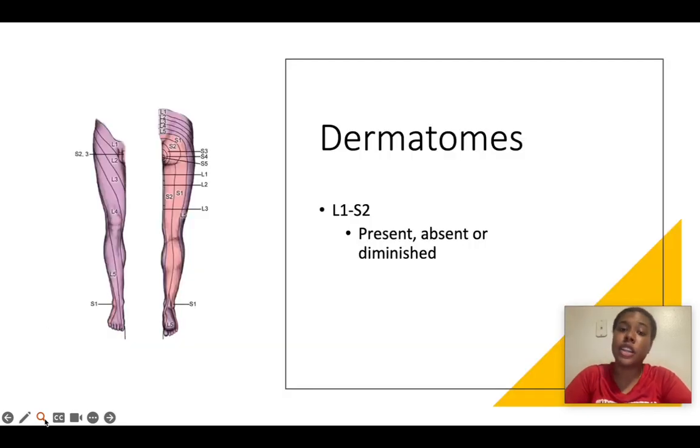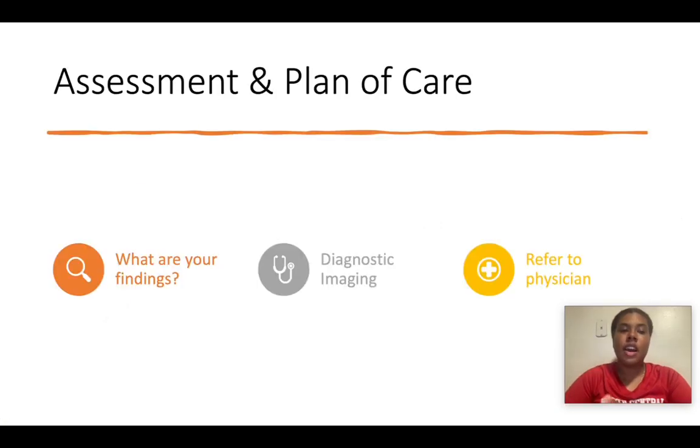And then the last thing we're going to look at is dermatomes. So we're going to assess L1 through S2, which is anterior to posterior, making sure that we have the patient's consent, because some of these dermatomes are in areas that are a little bit more personal. And so we're just noting if there is any difference of feeling on each side. Does the patient feel it at all? Is it there but not as strong, or is it completely absent? I don't feel anything. And then lastly, we're going to do our assessment and our plan of care.